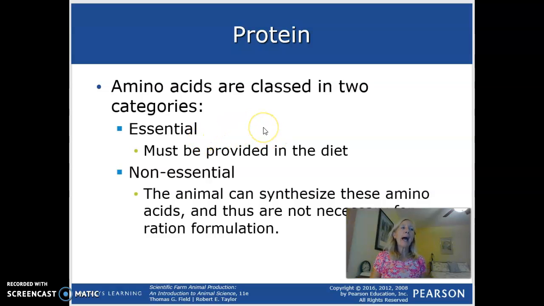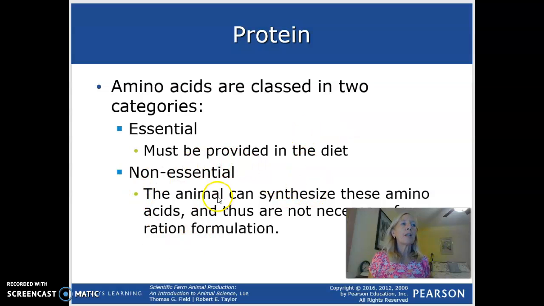It's interesting because cats are the ultimate carnivores. They do not need anything but meat in their diet, and they have an essential amino acid. I believe it's taurine. I should have looked that up before I taught this class. But if that's not provided in their diet, they can die from basically malnutrition.